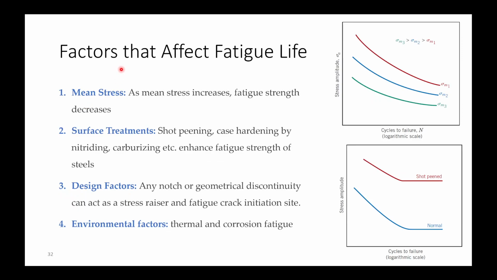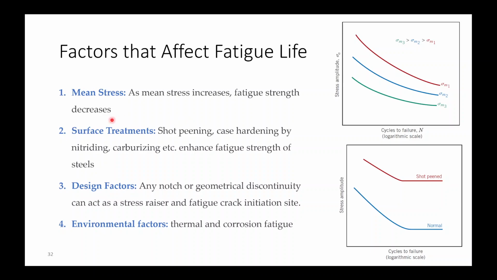Now, factors that affect fatigue life. First is your mean stress. If we keep on increasing your mean stress, this is what your trend will look like. Sigma M3 is highest. As I keep on increasing mean stress, your fatigue strength is reducing. So, as mean stress increases, your fatigue strength decreases, which is seen in this graph as well.